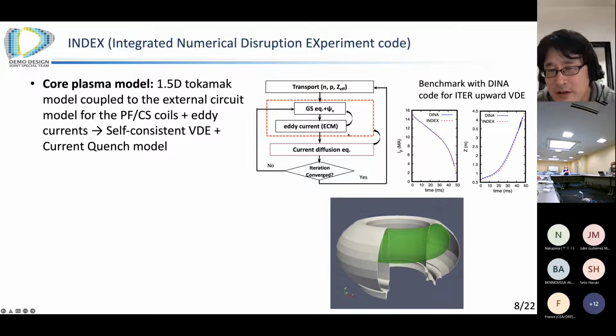And in the left figure, some schematics of the numerical scheme have been shown here, and the right one is a benchmark with the famous DINA code that is used for the disruption modeling in ITER. And this is the benchmark of the plasma current and the vertical position of the plasma during the disruption, especially the upward VDE case for ITER.